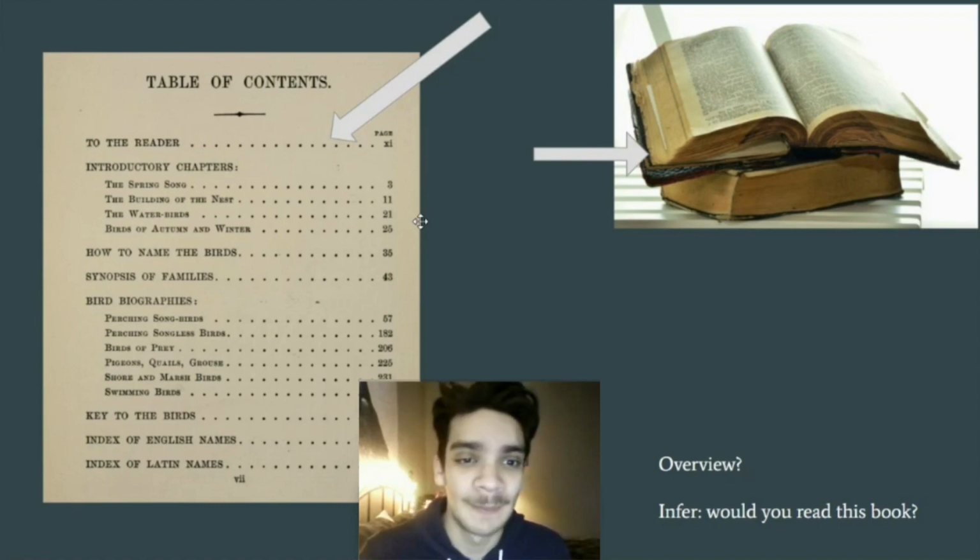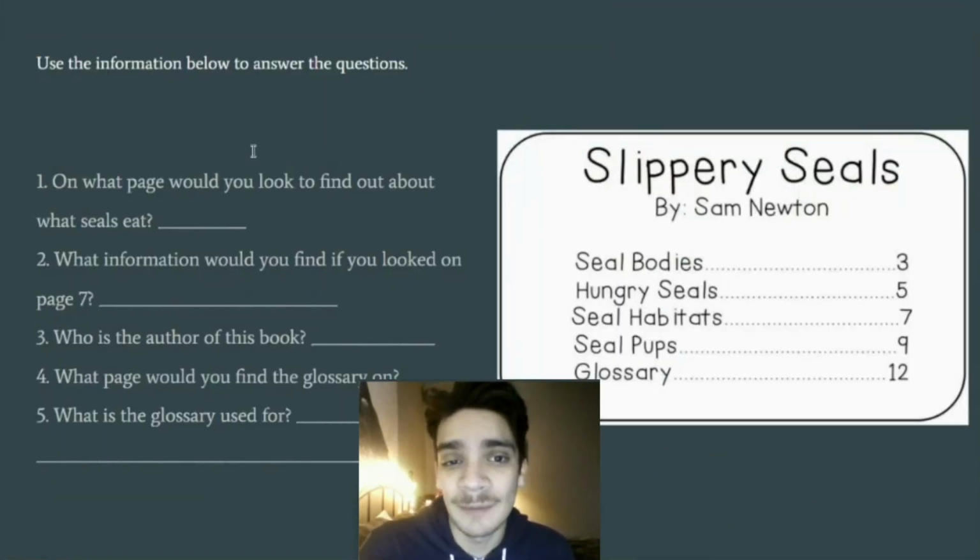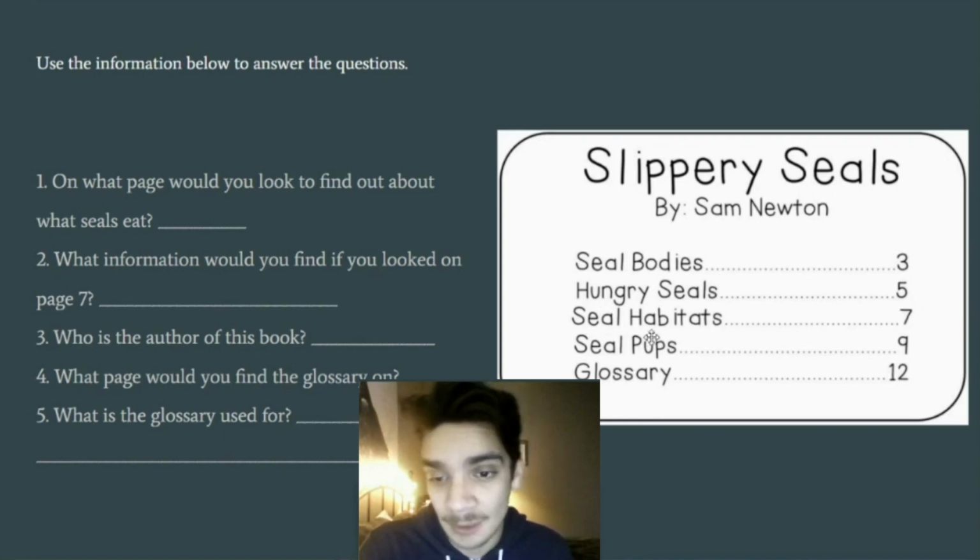So for our first practice, we're going to use the information below in this other table of contents for a different book to answer some questions. So we can see that the name of this book is Slippery Seals by Sam Newton, and there are about 5 different sections located on these pages. So what? Seal bodies, hungry seals, seal habitats, and so forth. And where? Well, page 3, 5, 7, 9, and 12.